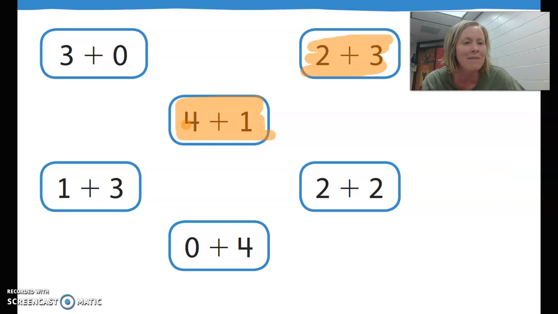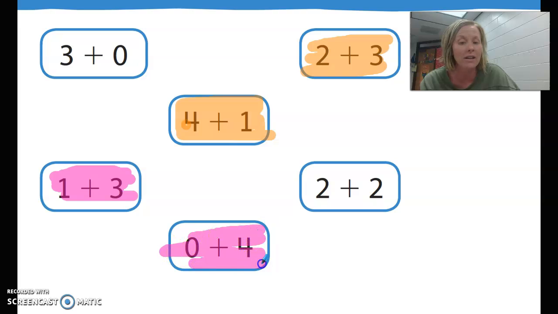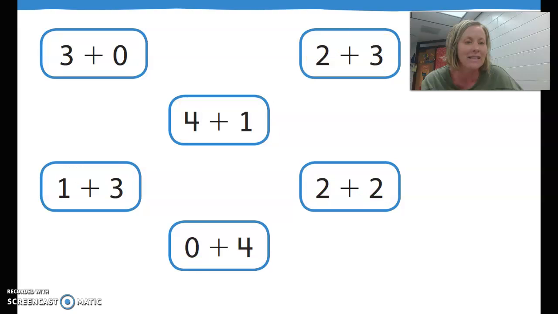Can you find some that equal 4? See if we can find any problems that equal 4. We know 1 add 3 is 4. 0 add 4 is 4. And 2 add 2 is 4. So we actually had 3 problems that all equaled 4, and they all have different add-ins. And just because they have different add-ins doesn't mean that they can't have the same answer. Nice job, boys and girls.